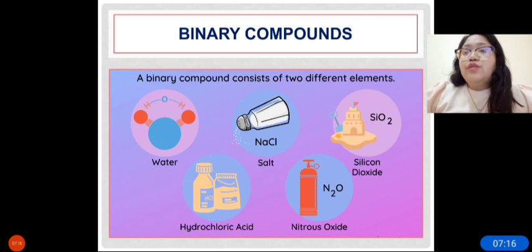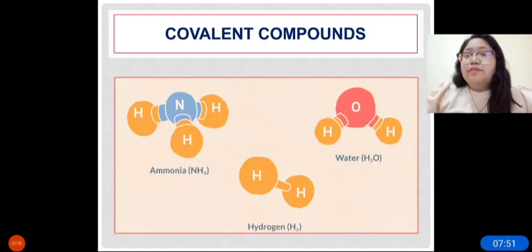Then we have salt. Salt contains two different elements such as Na and Cl. Next, we also have silicon dioxide. It contains one atom of silicon and two atoms of oxygen. Hydrochloric acid consists of one hydrogen atom and one chlorine atom. Then we have nitrous oxide, with two nitrogen and one oxygen atom.